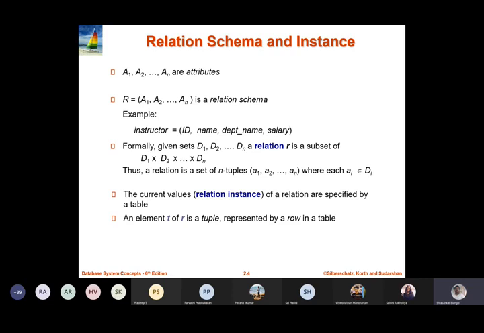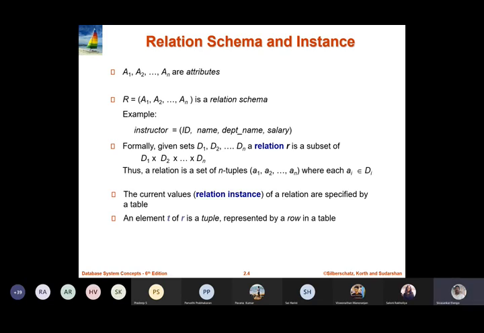Study about relation schema and instance. So you are familiar with schema and instance in unit 1 itself, right? A schema gives the structure of the relation, right? So the structure of the relation is given by a schema, and the data that is being stored in a relation at a point of time is called an instance, right?